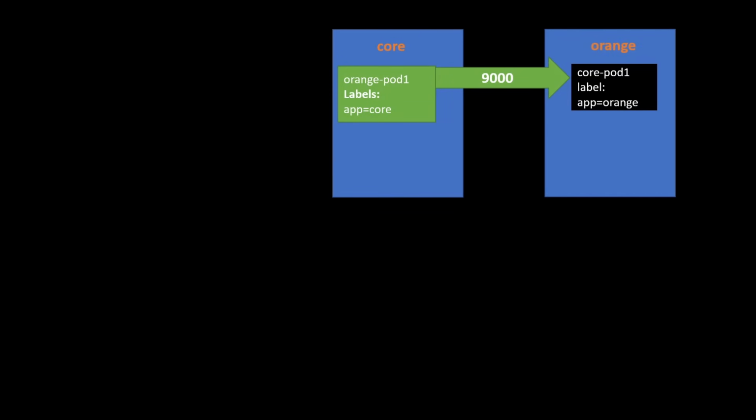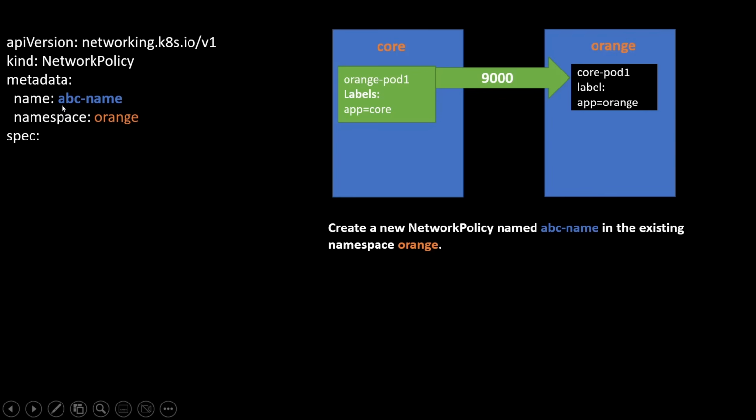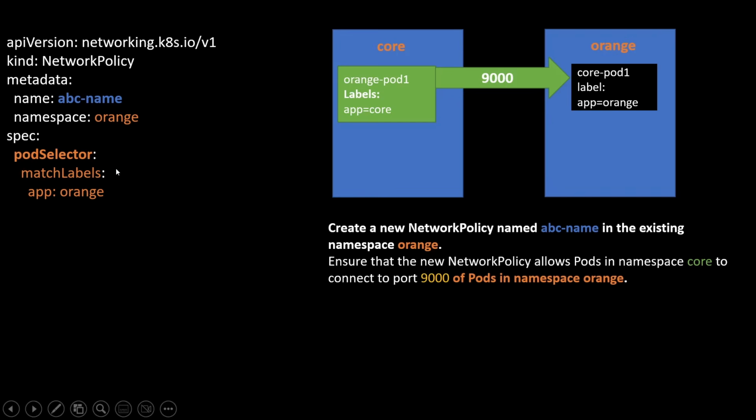How can we write the network policy? In the API version, kind equal to NetworkPolicy. Inside the metadata, we have mentioned ABC-name. This is mentioned in the question. In the existing namespace orange, so here I use namespace equal to orange. In the spec section, we have podSelector matchLabels app equal to orange. It means that this network policy will attach to this pod. And this is what is mentioned in the question, pod in the namespace orange.